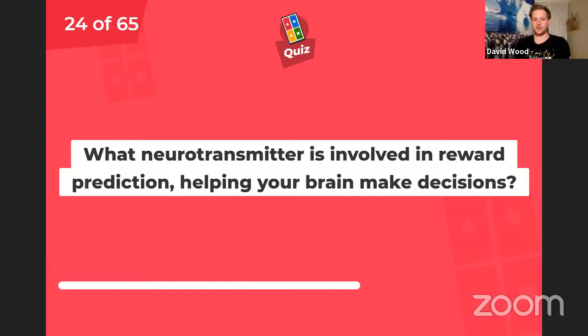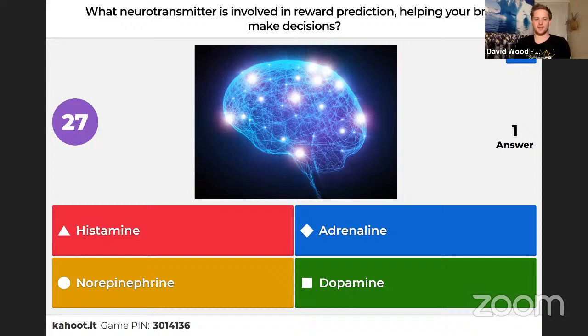Is it histamine, adrenaline, norepinephrine, or dopamine? Which of these options, which neurotransmitter is involved in reward prediction, which helps your brain to make decisions? Again, double the points, and thank you to our science communication fellows, our local scientists and experts and STEM professionals who have committed themselves to public science communication for sending in those questions direct from our local scientists.